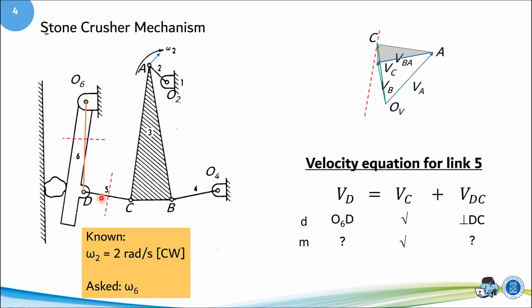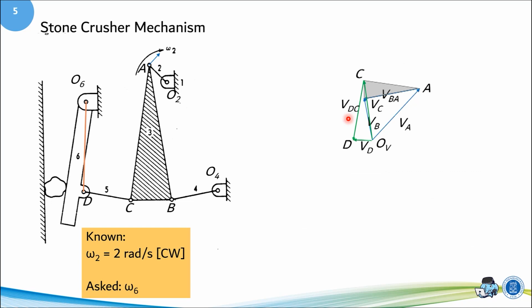First, we draw the Vdc. We move this line to the polygon, becoming here through point C. Next, we draw the line of the direction of Vd, just like this line. And we see there is the intersection, and finally we can complete the polygon. This is the vector of Vdc, and this is the vector of Vd. And this point, the intersection point, is the point D. Finally, we can calculate omega 6 by Vd over O6D, and the direction is counterclockwise. That's all for this segment.